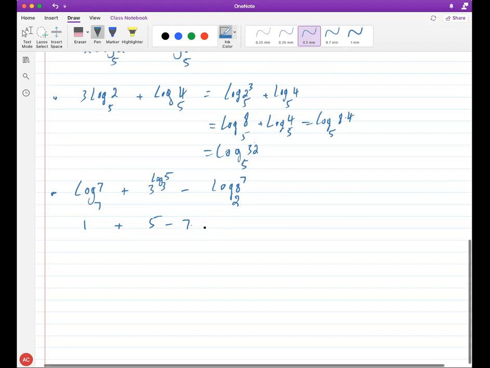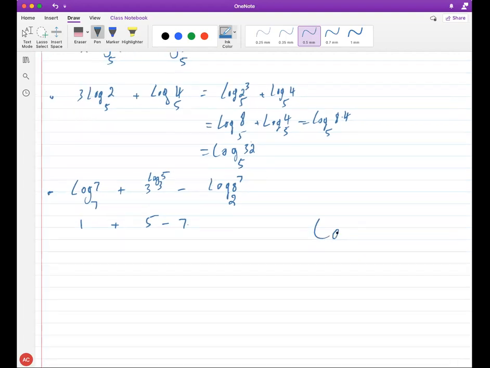And what else? Log base 2 of 8 is? What is log base 2 of 8? 2 to the power x is 8. What is x? 3. And now we can do 6 minus 21, and this will be, of course, negative 15, right?